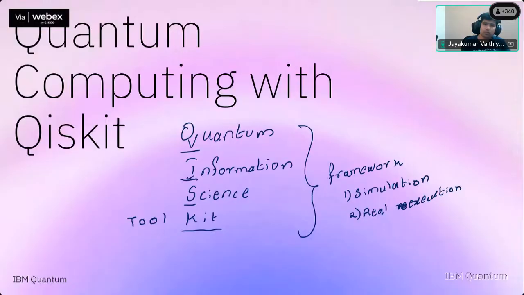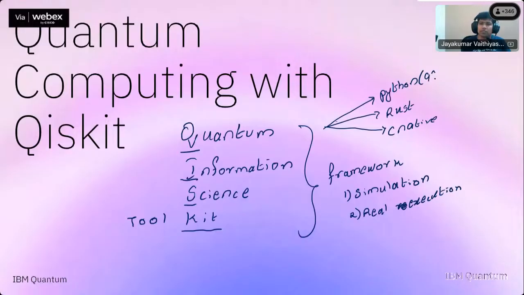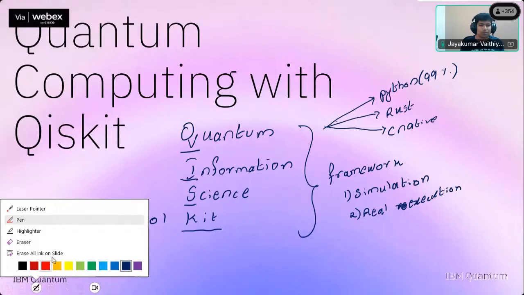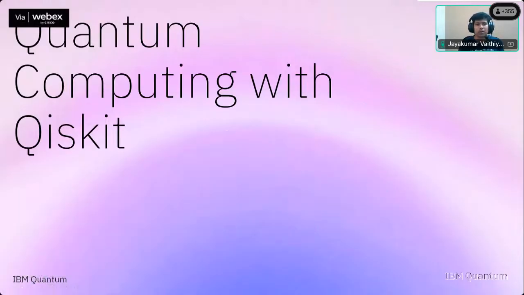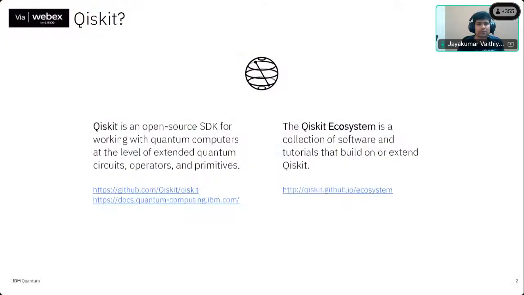In this framework, they are providing support for multiple languages. One is Python. The other ones are Rust and C native. 99% of the time we'll use Python, and that is why Qiskit is famous. If you want to create any circuit, you can do it with Python. We should be very clear about what Qiskit will offer. Qiskit will offer a lot more. Whatever we are discussing with Python is a little bit of an interface.